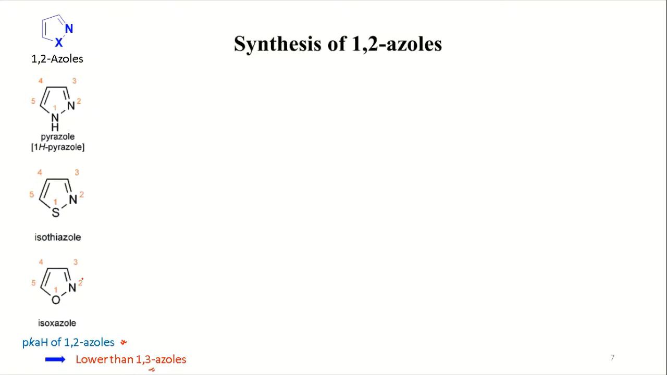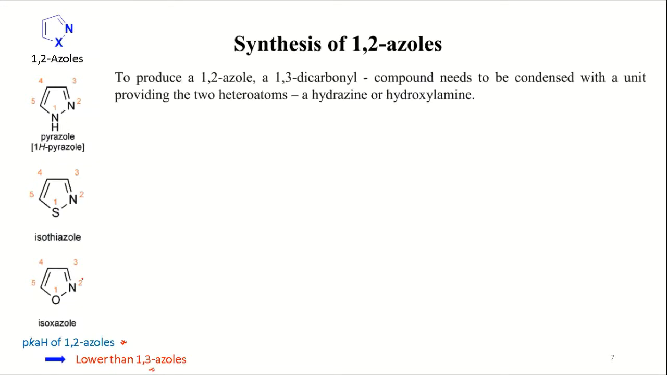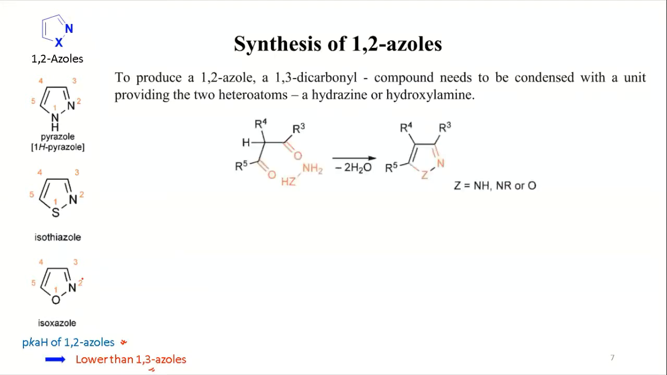Synthesis, to produce 1,2-azole, you have the reactions here. This is a 1,3-dicarbonyl compound, and you have one nitrogen source and another heteroatom source. So you can do the reaction.